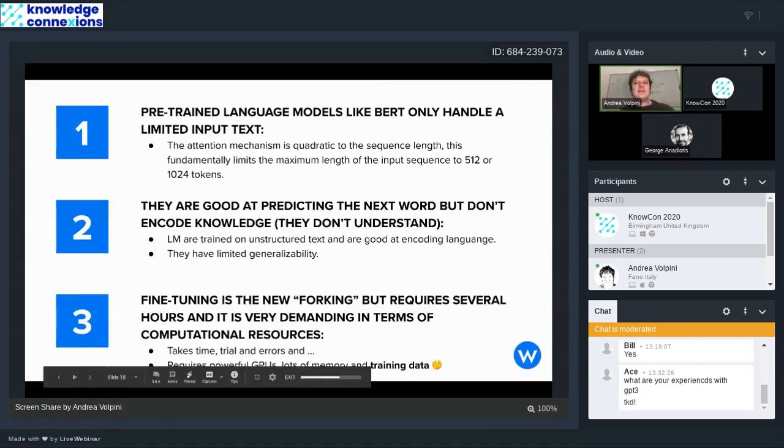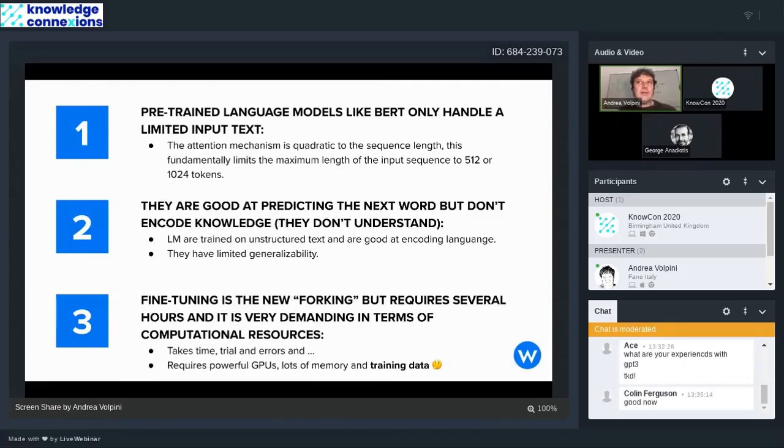Pre-trained language models, BERT-like, that have come after BERT, which has been probably the most well-known language model in the context of SEO, because both Google and Bing announced already last year that they were using BERT within their technology stack. But pre-trained language models like BERT and whatever came after until recently can only handle a limited input text. So that's an important aspect.